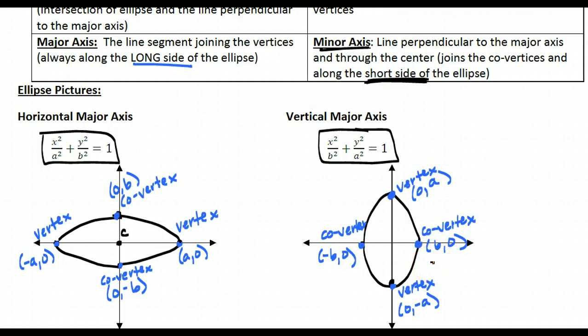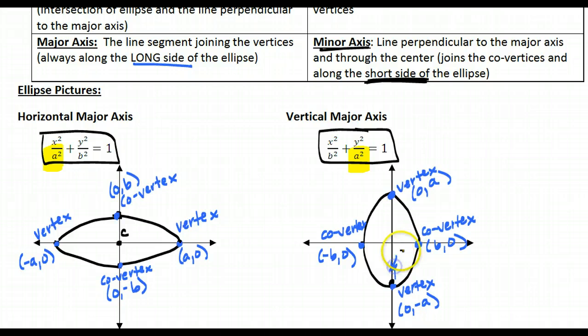And then the other thing I want to point out to you really quick is that if the a is with x, and that's going to be the bigger number as well, it means that along the x-axis is where it's longer. And if a, which is always a bigger number, is with y, it means the y along the y-axis is the longer side, basically.